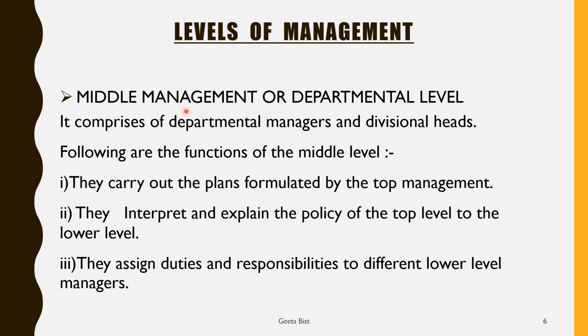Children, middle level management, as already said in the previous slide where you saw the triangle, works as a link between the top level and the lower level management. So whatever policy the top level management makes, they interpret it, they try to comprehend it, and make the lower level understand what the lower level is supposed to do to ensure that the policy is implemented. Another important job that they do is they assign duties and responsibilities to different lower level managers.